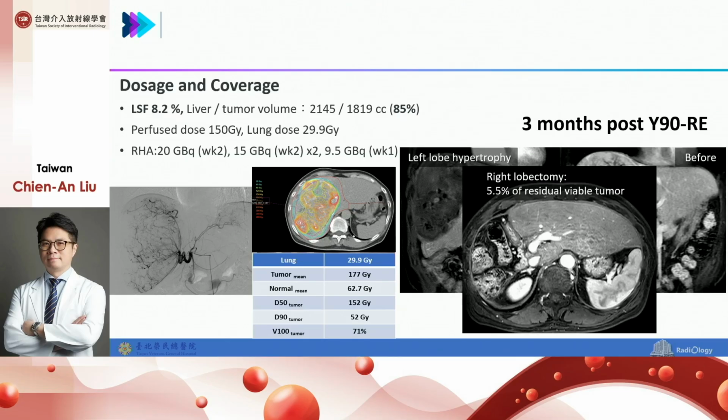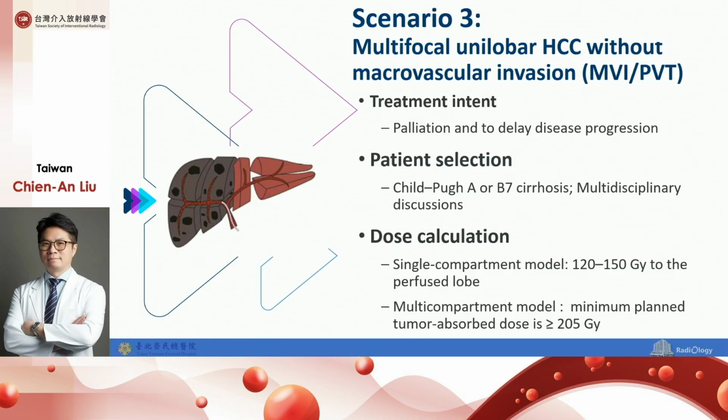So then the patient, due to enough liver remnant, underwent resection and only 5.5% of the residual viable tumor remained. Scenario 3 is the tumor with the vascular invasion.